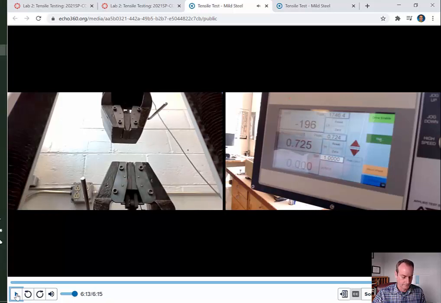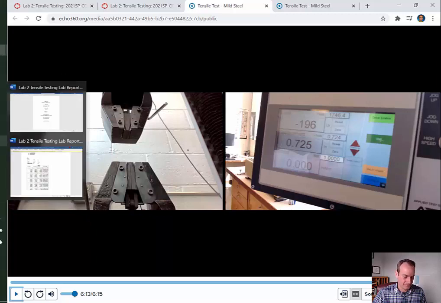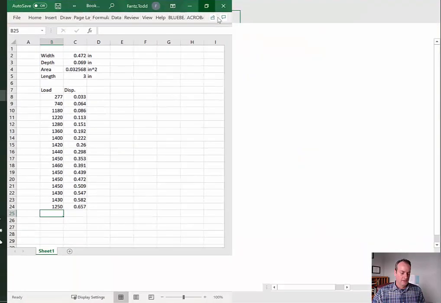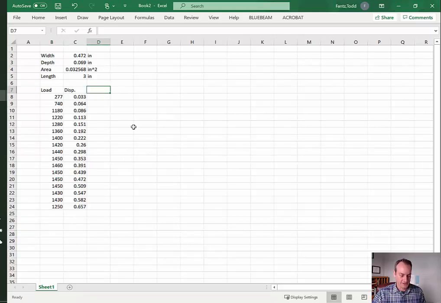So this, of course, is that other video, and I decided to put it all in one video to make it a little easier. Don't know if it makes it any less confusing or not. So here's all the data we just collected for load and displacement. Now what we're looking for is a stress-strain diagram. So I need to calculate my stress and my strain.